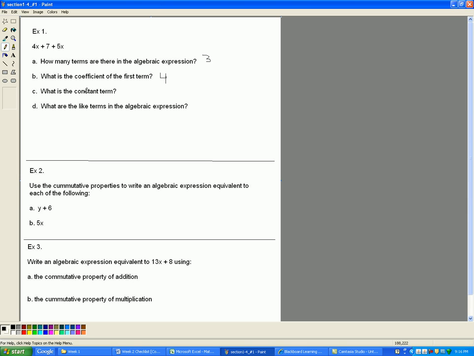What is the constant term? The constant term means that it is not attached to a variable. And we see the only term in here that is not attached to a variable is the second term, and that's the number 7.